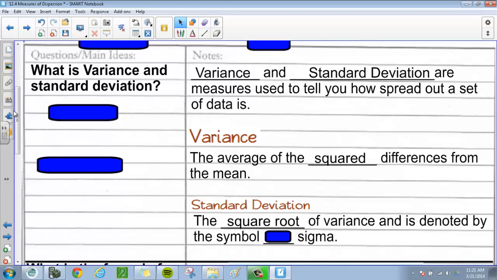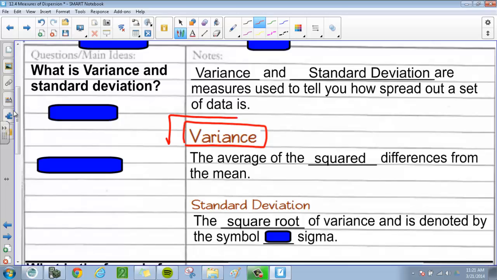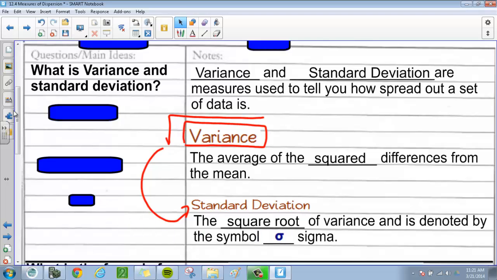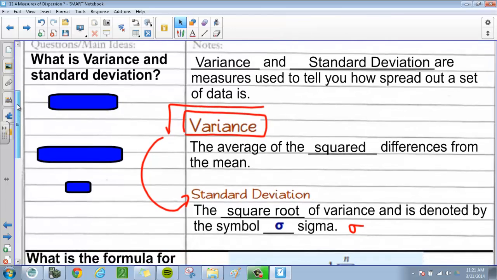Now, the standard deviation is the square root of the variance. So once you find the variance, once you figure out what this is, you just take the square root of it, and then you get the standard deviation. It's denoted by a specific symbol. It's the sigma symbol. It looks like this, a little sigma symbol. That's the symbol that you're going to use for standard deviation.